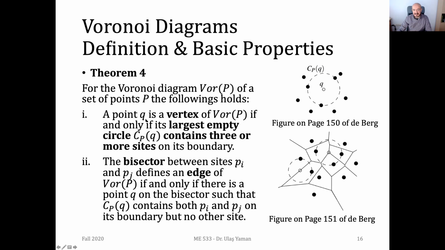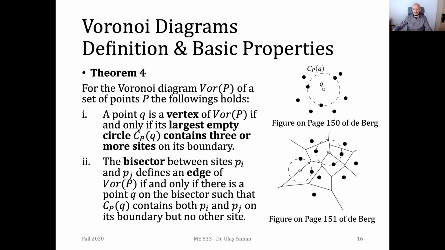What are they? The first one is that if there's a point Q, and it's going to be a vertex of the Voronoi diagram, then the largest empty circle around this vertex Q should have at least three sites on it, and it shouldn't have any inside. This is the requirement. There should be at least three sites on this largest boundary. It cannot have just two. And obviously, we disregard the degenerate cases.